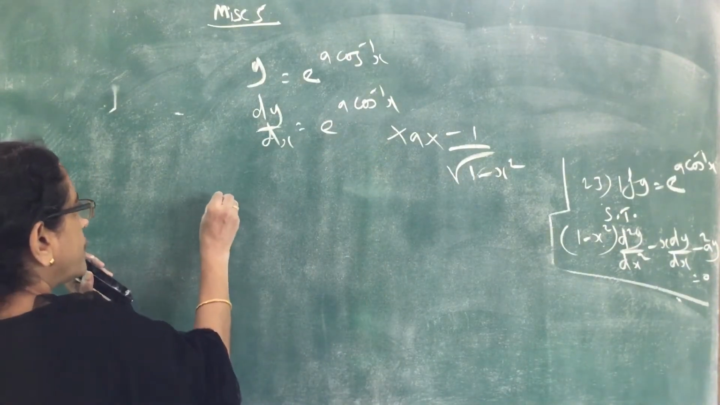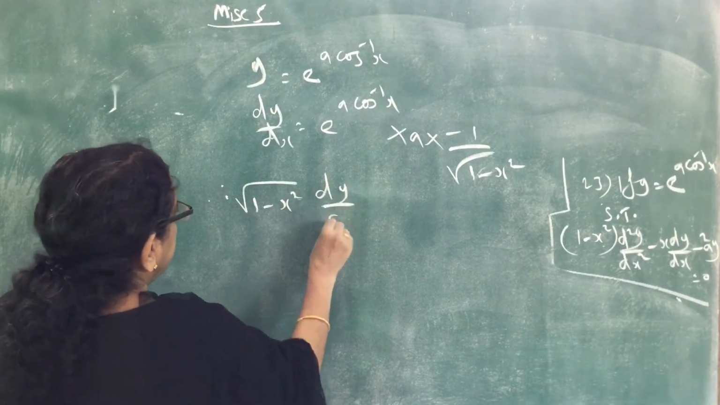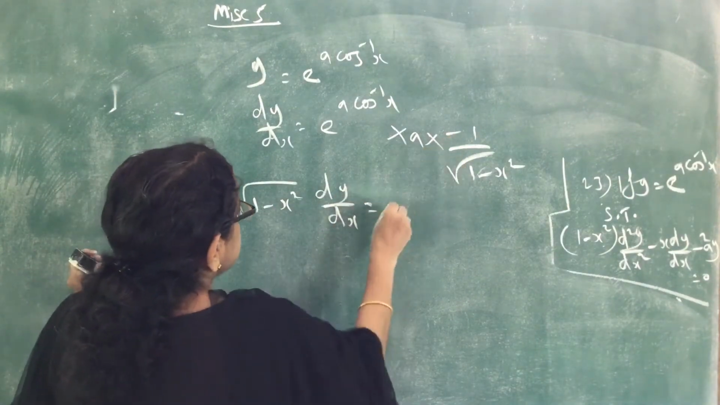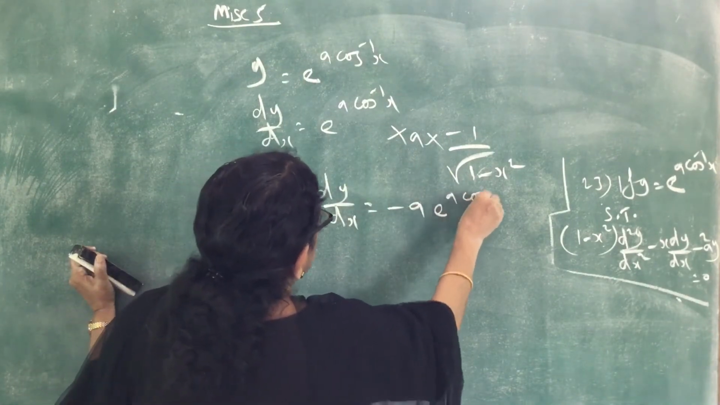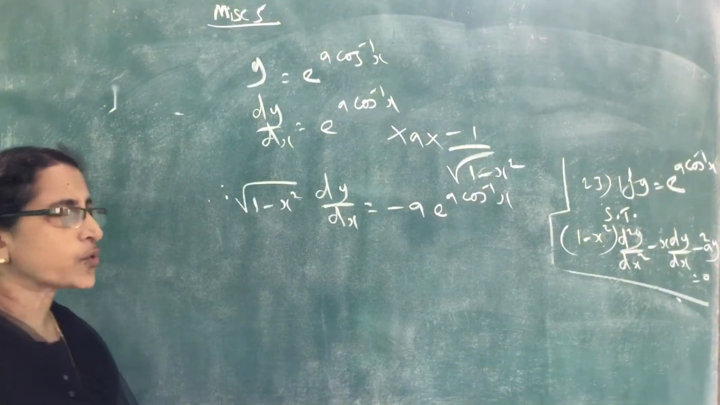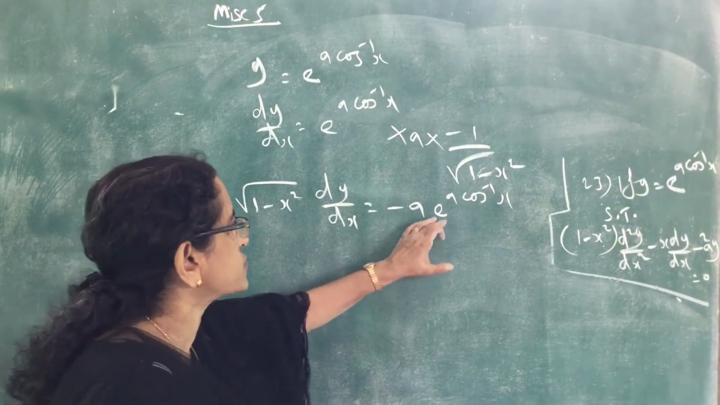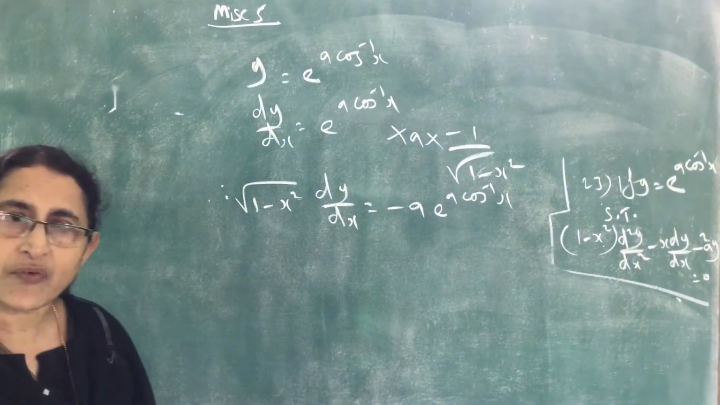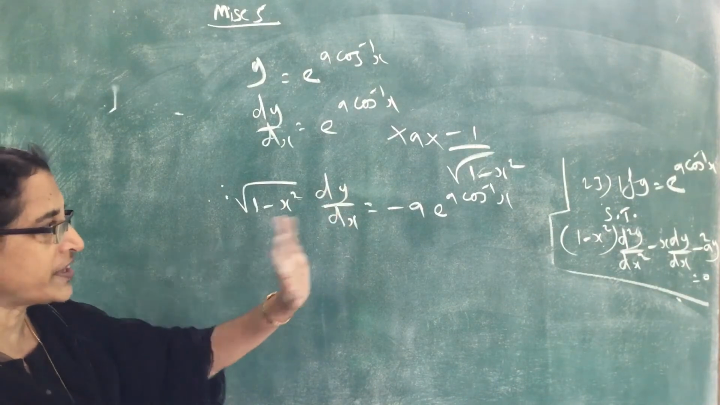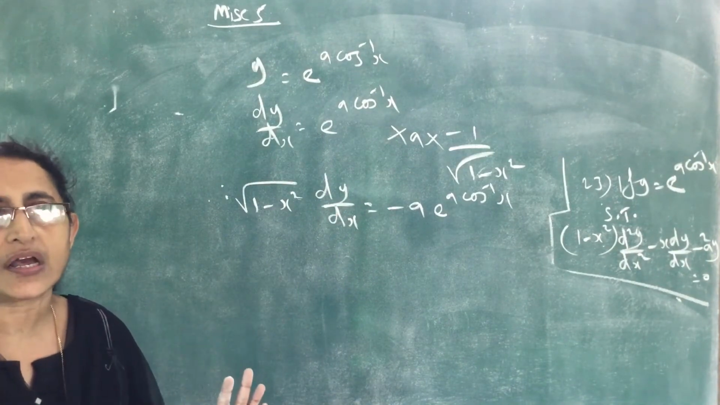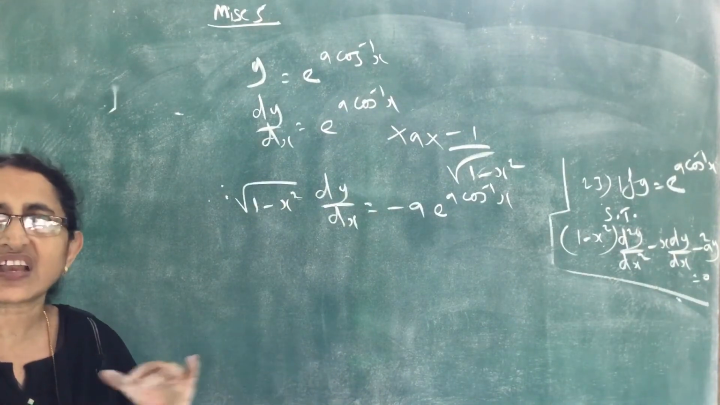So we multiply root of 1 minus x square to this side. Therefore, root of 1 minus x square into dy by dx is equal to minus a e raised to a cos inverse x. Now we want to find the second derivative. For that, don't simply write d square y by dx square. This is one equation, so we have to differentiate each term with respect to x.